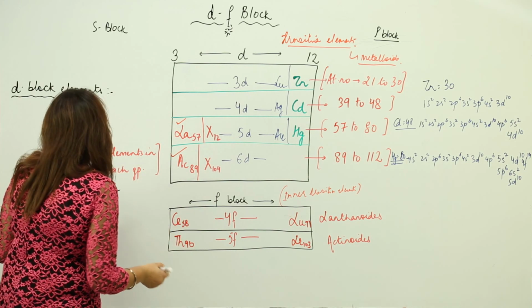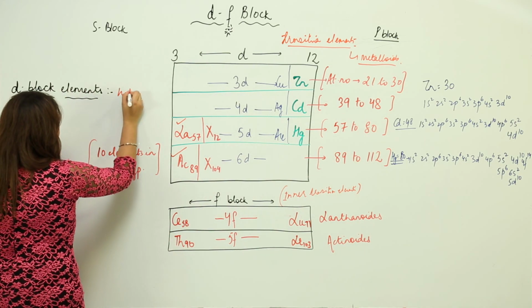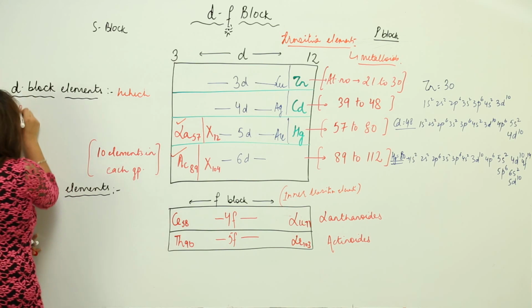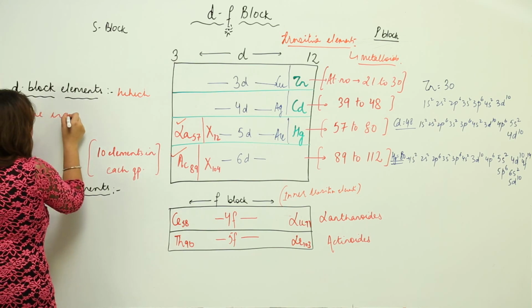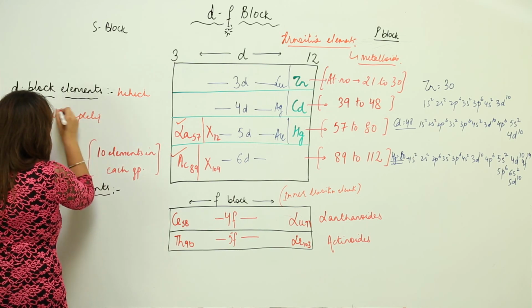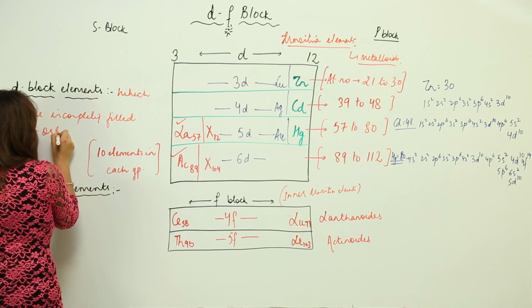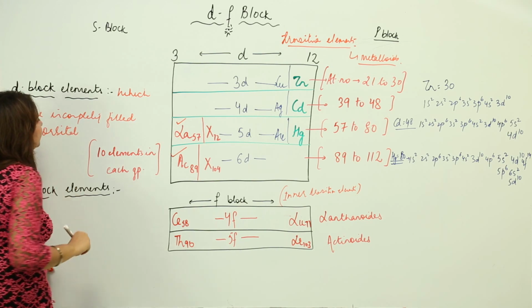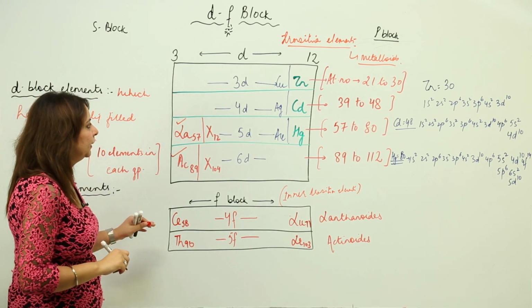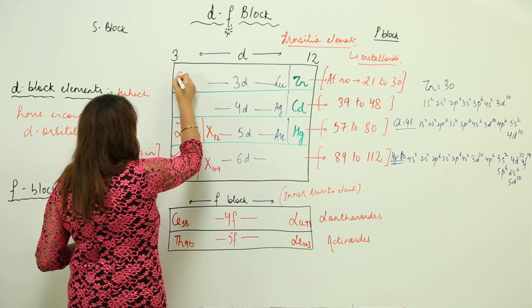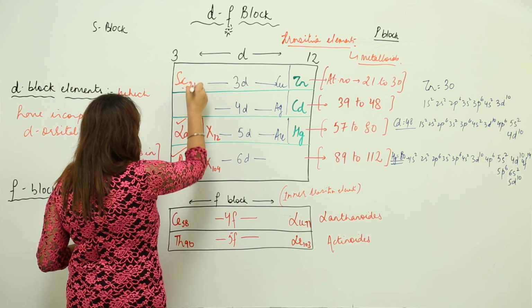The D block elements are those which have incompletely filled d orbital. Like I have scandium here, atomic number 21.